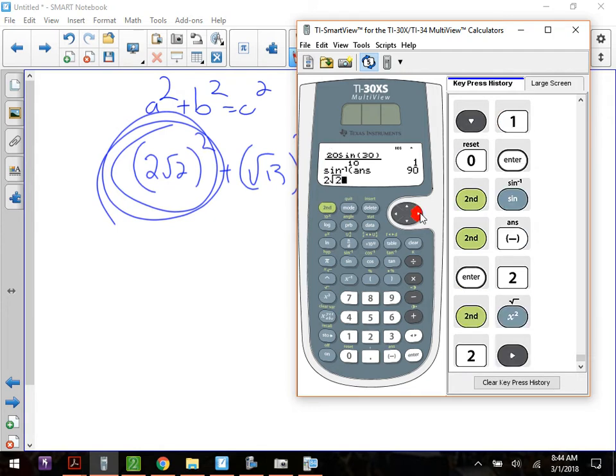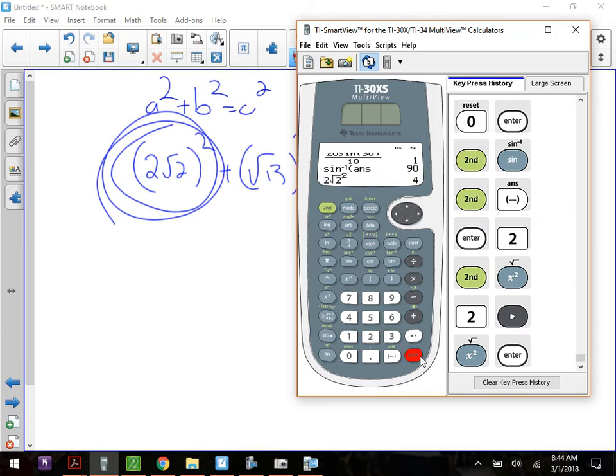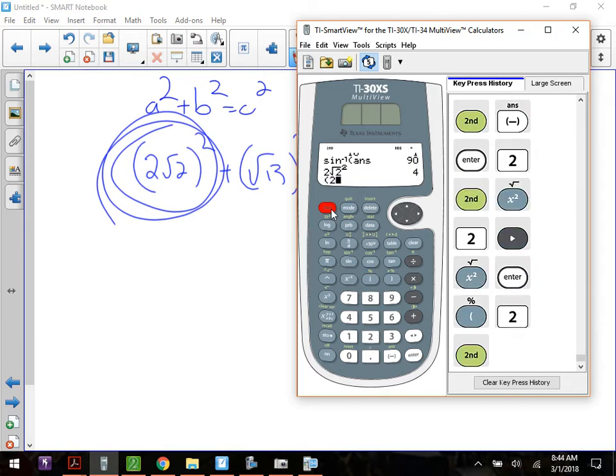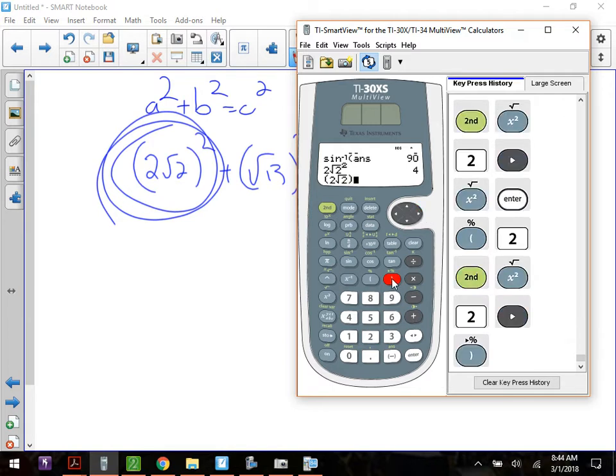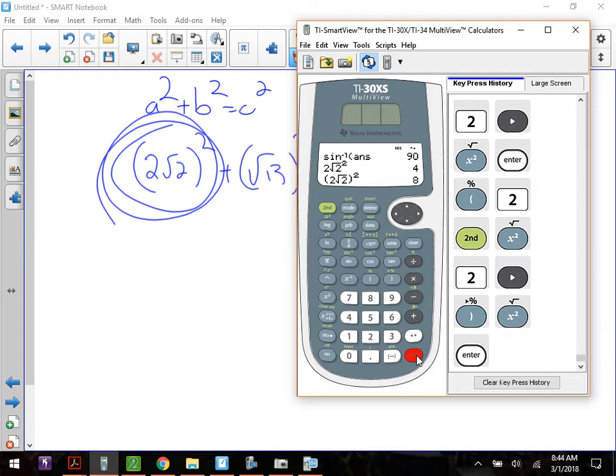2 squared is not the same thing as the quantity 2 root 2 squared. You have to put it in parentheses. I guarantee if there's a problem like that on there tomorrow, 15% of you will screw that up. This is number 2. Whenever you have radicals with numbers in front of the radical, you have to put it in parentheses to do it correctly in the calculator. You have to. If you don't, you're going to get it wrong. Okay?